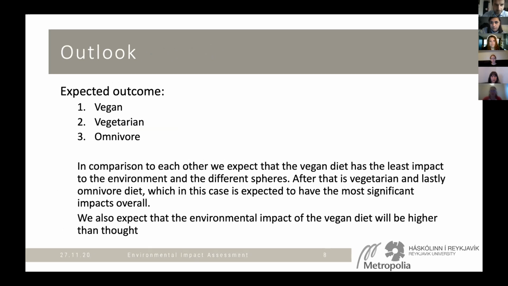Then about the outlook. Based on the average consumption of these three diets in comparison to each other, we are expecting that the vegan diet has the least impact on the environment and the different spheres. Vegetarian comes in second, and lastly the omnivore diet, which in this case is expected to have the most significant impacts overall. Also, we are expecting that the environmental impact of the vegan diet will be higher than thought.